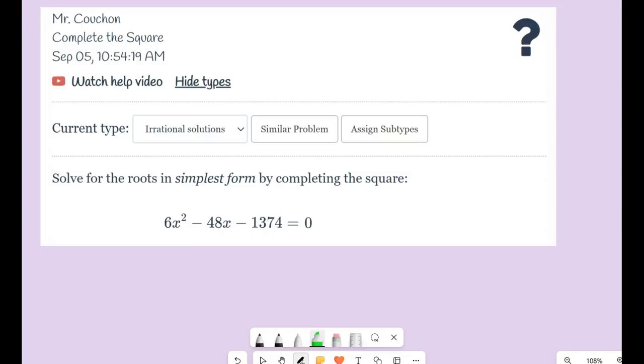Here's another one you can practice. You definitely have to get the calculator out for 1374 divided by 6. But once you get that, it should be very similar to the last problem. I'll be back with my full solution in a moment.